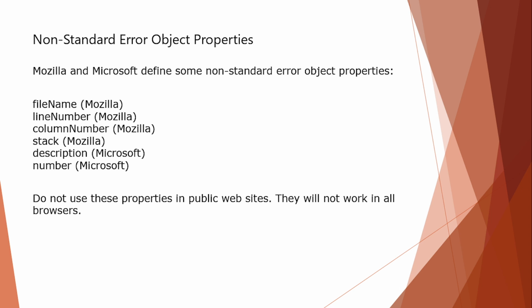Non-standard error object properties. Mozilla and Microsoft define some non-standard error object properties like fileName, lineNumber, columnNumber, stack, description, number. Do not use these properties on public websites. They will not work in all browsers.